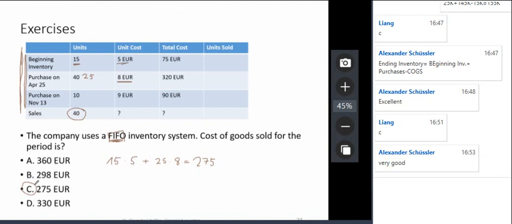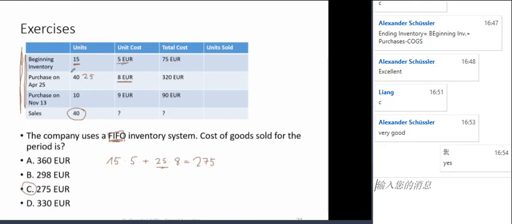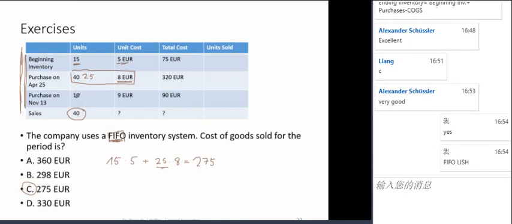Does that make sense to all of you? Why do we take 25 of those here? Because we have FIFO, and FIFO means first in, first out. So the last in are still here, and they are not yet in cost of goods sold. They are still on the balance sheet, the last ones. That's why those here do not belong to our sales. Okay, very good. Let's move on.